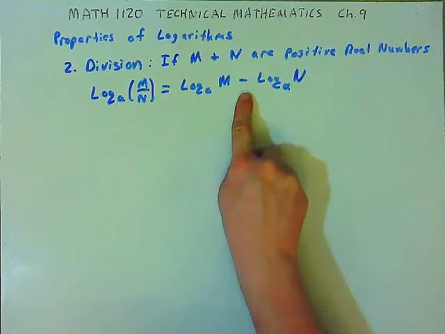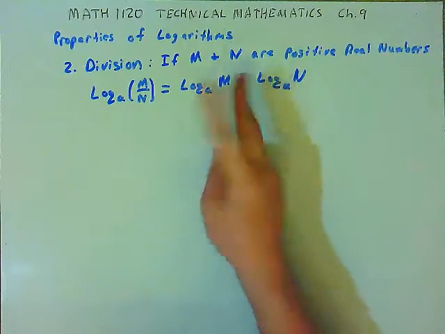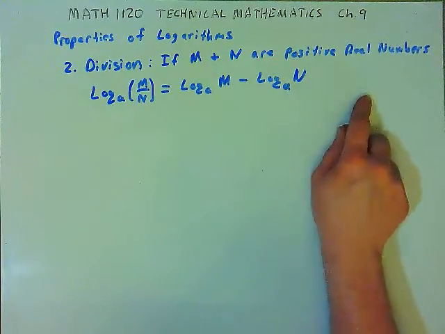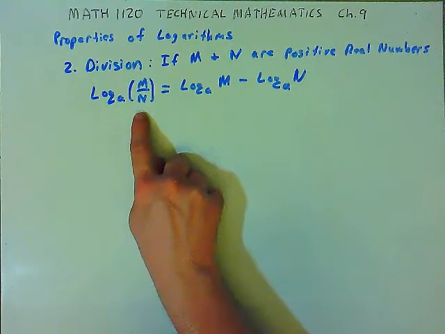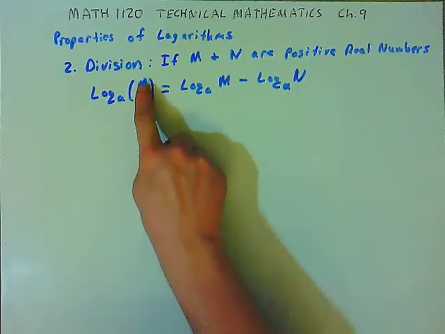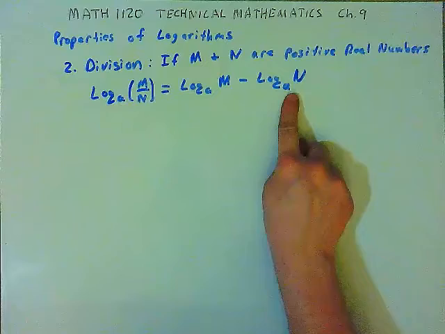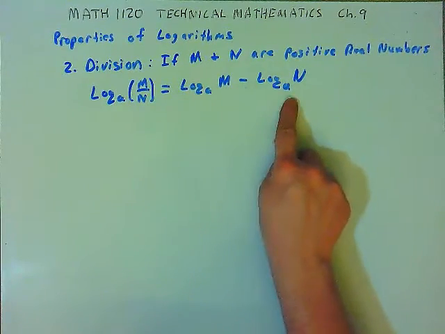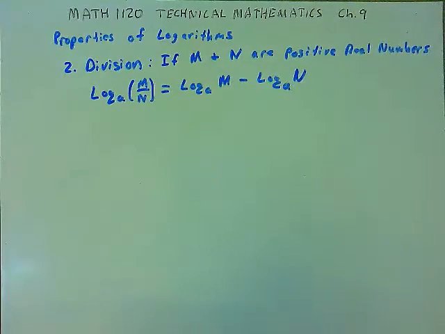Now, subtraction is not commutative, right? I can't switch the order. I can't say log base a of n minus log base a of m, right? The order is important when I subtract. The order is also important when I divide. And so notice that the numerator being m comes first, and then the denominator being n comes second. Right, so it's always got to be the log of the numerator minus the log of the denominator. I can't switch these around. It's not commutative. And so we're going to do something very similar.